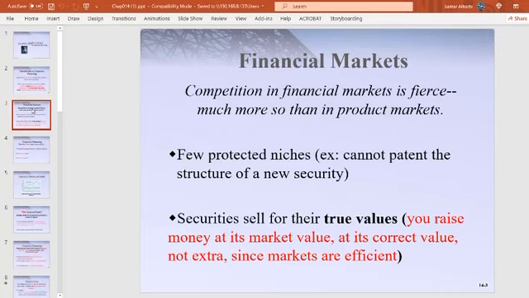Securities, normally we sell them for the true value. So there are two things when we sell the stocks. Okay, we sell it at the true value. You raise the money at the market value, which is the correct value, no extra. This is in case the market is efficient. If the market is efficient, then the price on the screen is the correct price of the share.